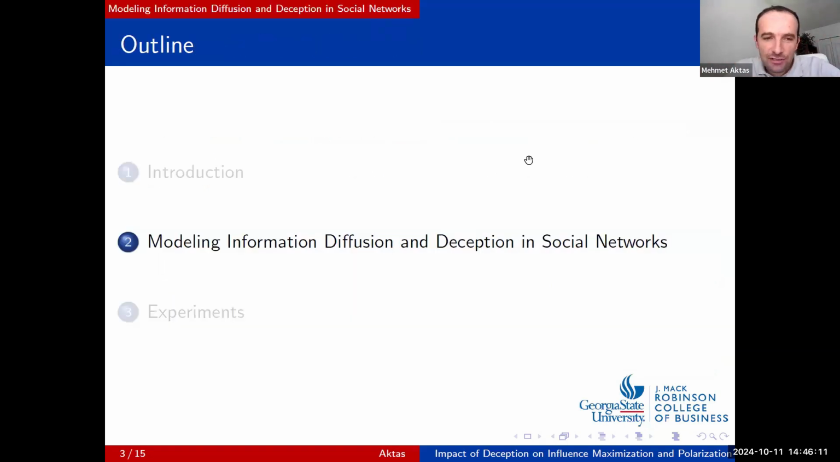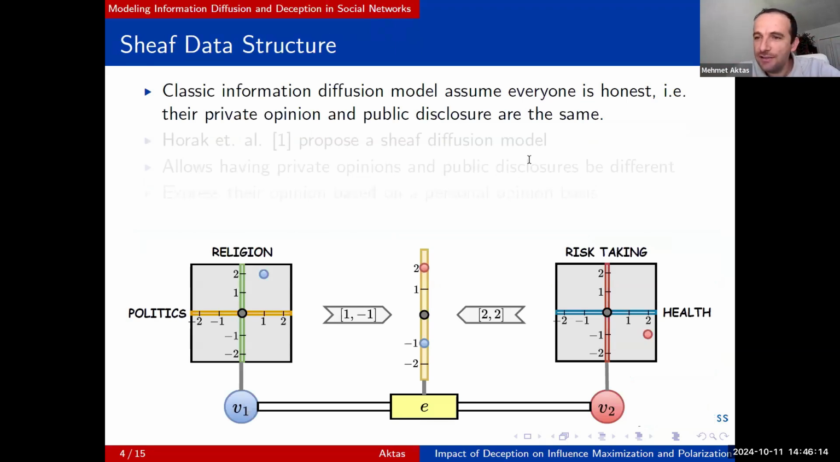To answer these questions, we first use a special data structure called the sheaf data structure. Before this, the classical information diffusion model in social networks assumed everyone is honest. And when I say honest, I mean their private opinion and their public disclosure are the same. But of course, this is a very rough assumption, and it is very limited, because what people privately think and what they publicly disclose are actually different. They could be different, I should say.